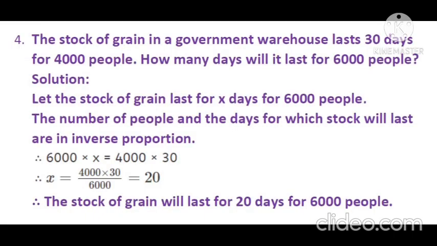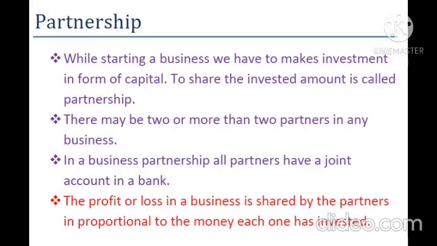For getting the value of x, we have to divide both sides by 6,000. By dividing both sides by 6,000, we get x is equal to 4,000 multiplied by 30 divided by 6,000. By dividing and multiplying, we get the value of x is equal to 20. Therefore, the stock of grain will last for 20 days for 6,000 people. Let us learn partnership.